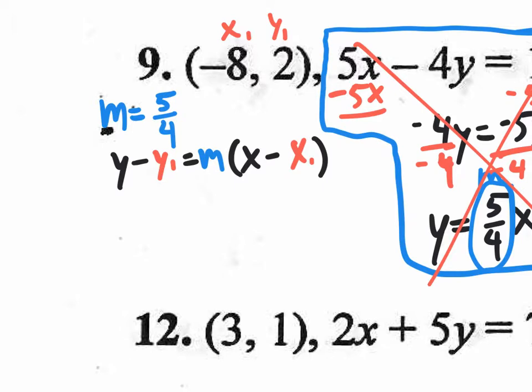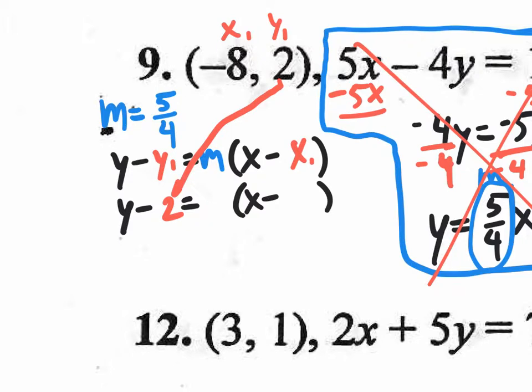I recommend you put it with blank spots and just plug in your values. Your y1 value is 2, right? Put that right in there. That's 2. Your x1 value is -8, so put that right in there. That's -8. And then your m value is 5/4, so you're going to put that 5/4 right in place of the m. And that's your point slope form equation, but you don't want it in point slope form. They want it in slope-intercept form.